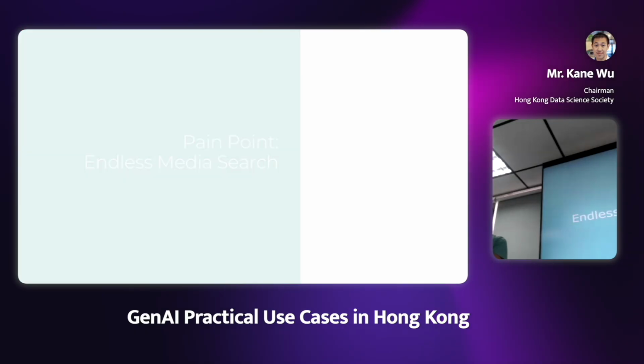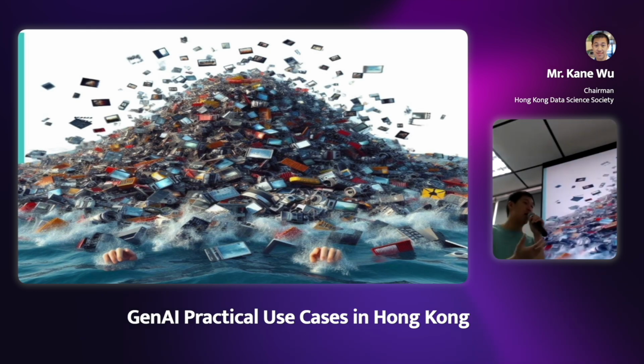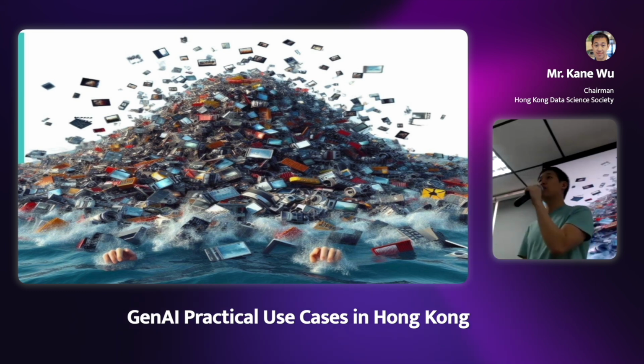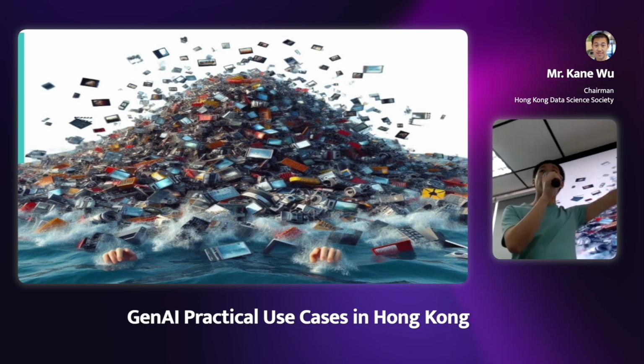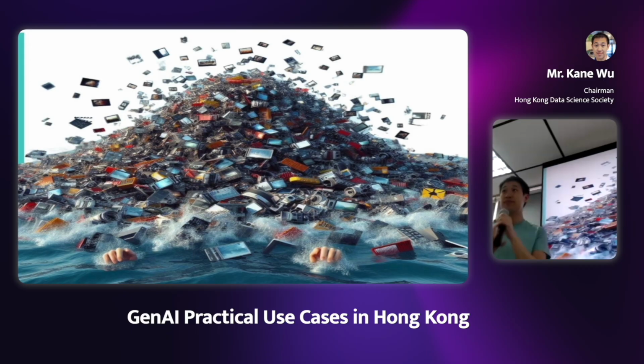And then the second use case is media overload. As you guys know, right now there's a lot of media out there, a lot of videos. They're on YouTube, on IG, on different kinds of platforms. There will be tons of video. So this is automatically generated by GenAI. It creates all of these images.